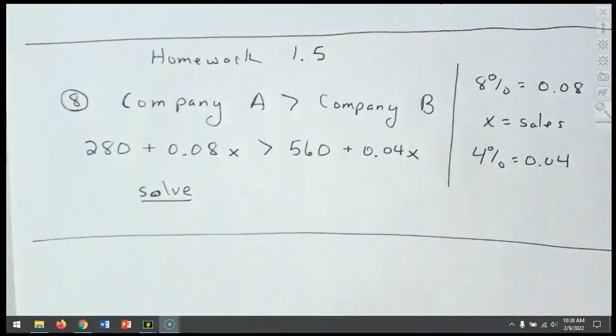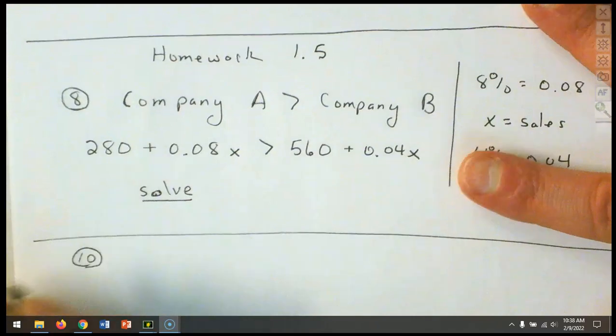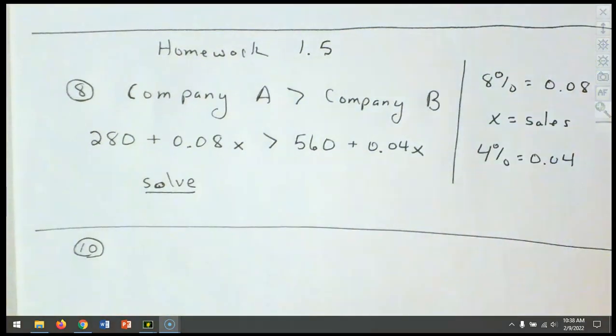I'm going to set up one more of these, and then you can do the other one. So I'm going to do a 10. You can do 9 on your own. So I'm going to set up question 10. You can try to work through 9.